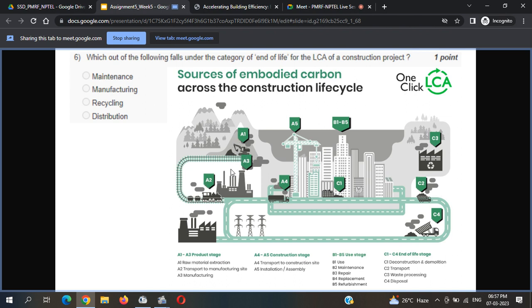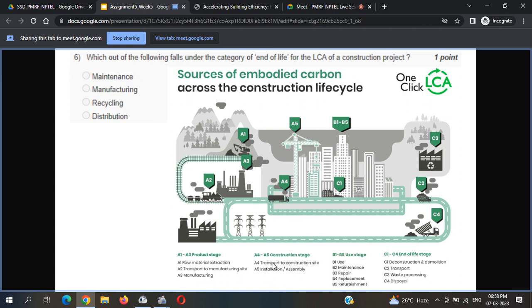A1 is raw material extraction. A2 is the transportation of the raw material, so from the place of extraction to the site where the raw material is needed. And then manufacturing, using that raw material, manufacturing the components which are required for construction. So, for example, manufacturing of bricks or cement or other composite concrete materials or precast materials, things like that. So, that is the product stage.